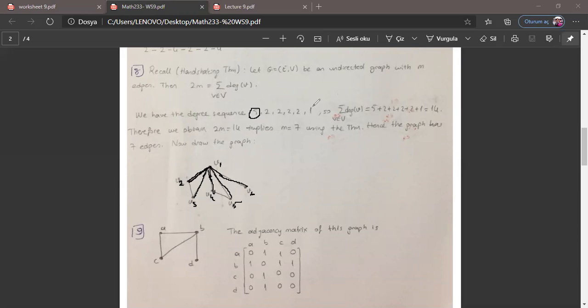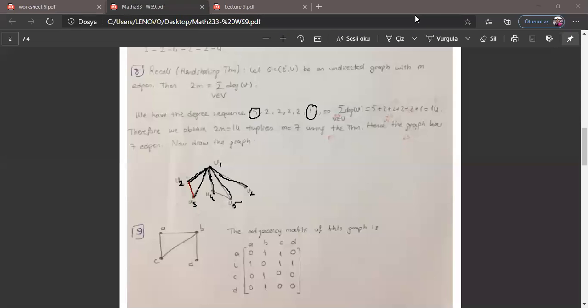So we know the last one, which is V6, has only 1 edge. So we're done with it, okay? And the other ones should have 2 edges. Now, if we write like this, then this V4 will have 3 edges, right? So we cannot directly draw like this. So what if we erase it?